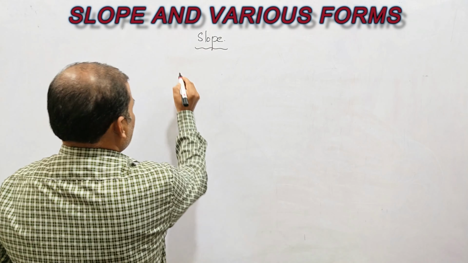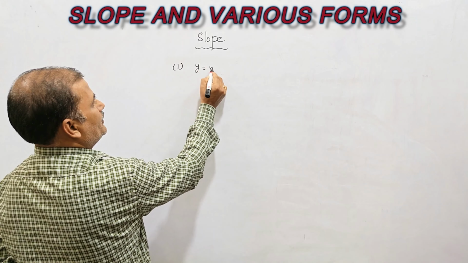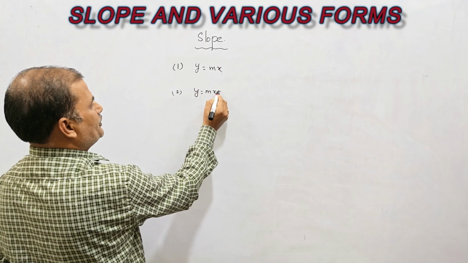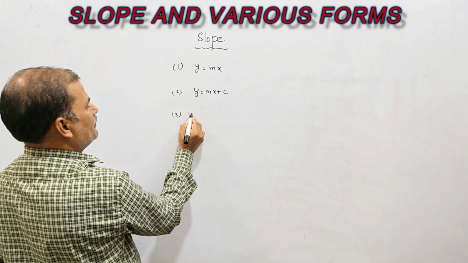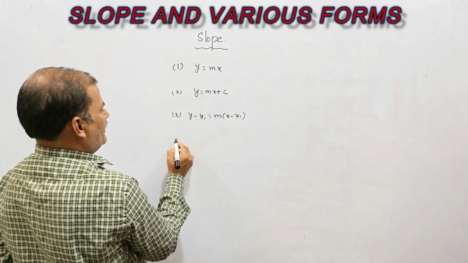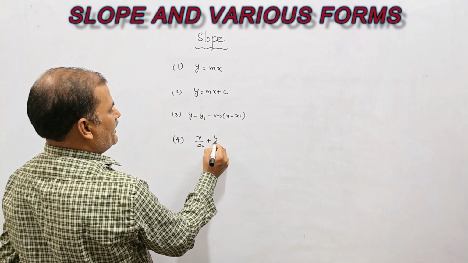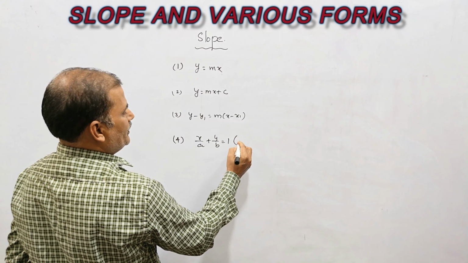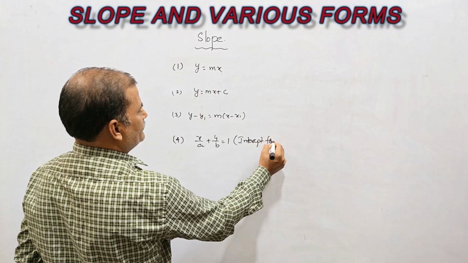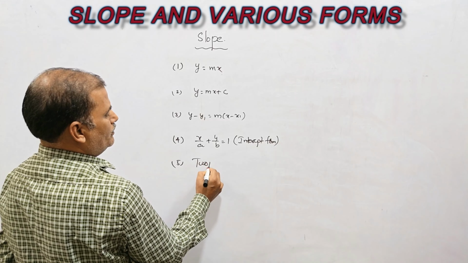Now we have to note the various forms of slope. First one is y is equal to mx, second one is y is equal to mx plus c, third one is y minus y1 is equal to m into x minus x1, and fourth one is x by a plus y by b is equal to 1. This is the intercept form. And the final one is the 2-point form.